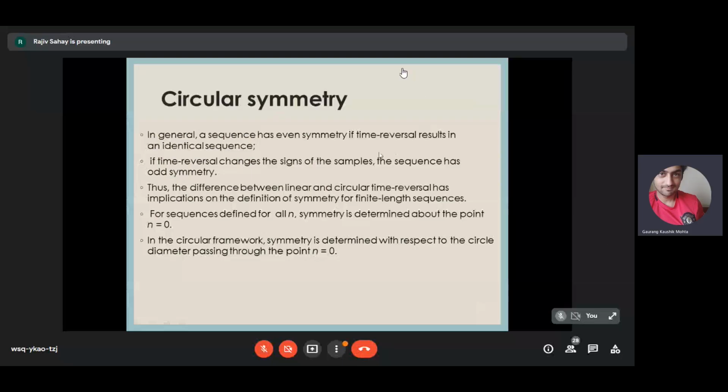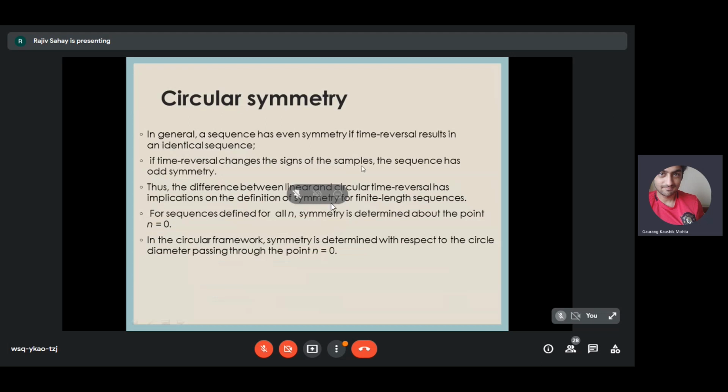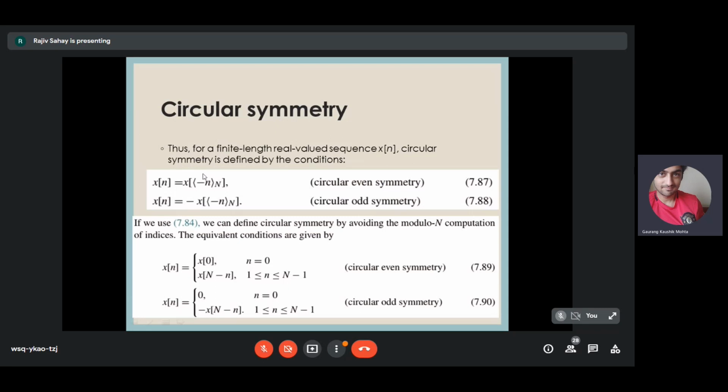operation. So in general, a sequence has even symmetry if time reversal results in an identical sequence. That means if you get x(n) equal to x(-n modulo N), then the sequence has circular even symmetry. And if time reversal changes the signs of the samples, then the sequence has odd symmetry. So this is the condition for odd symmetry.